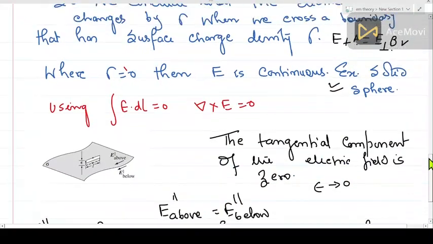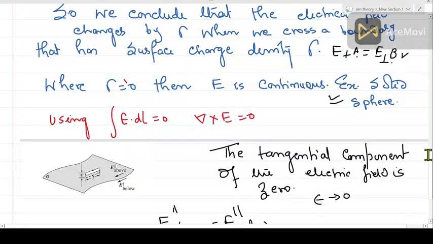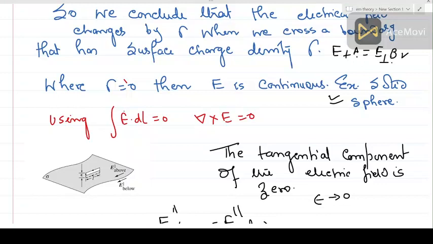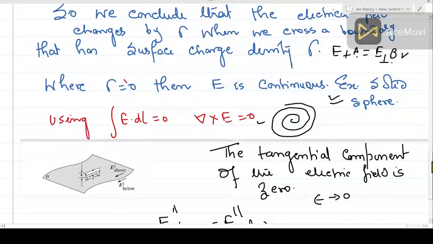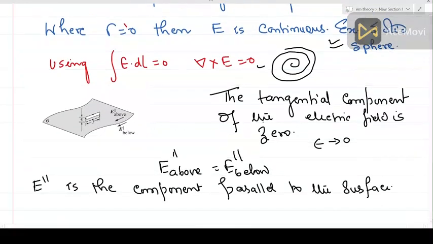Now to find the electric field component, you use this equation, E dot dl. dl means you are going over the boundary, and the curl of E is 0. Curl means the rotating action, how much the electric field vector is turning about. The tangential component of electric field is of course 0. Tangential field means this one is the tangential field.